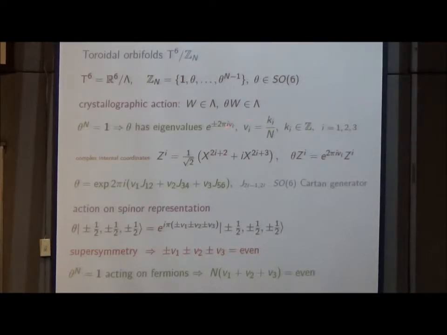What is the meaning of these eigenvalues? If I now take complex coordinates, I take the x's and construct these z's that are complex, x plus i y. Then the action of theta on these z's is just the multiplication by phases. And this is something trivial.